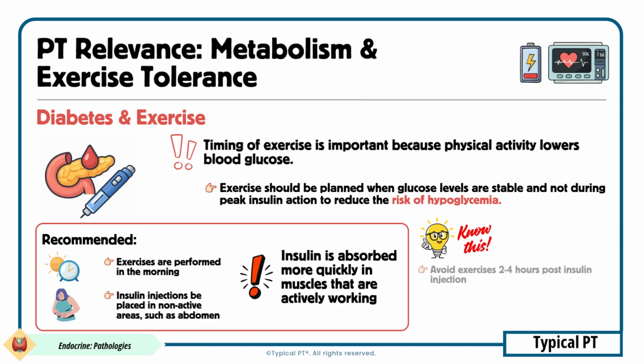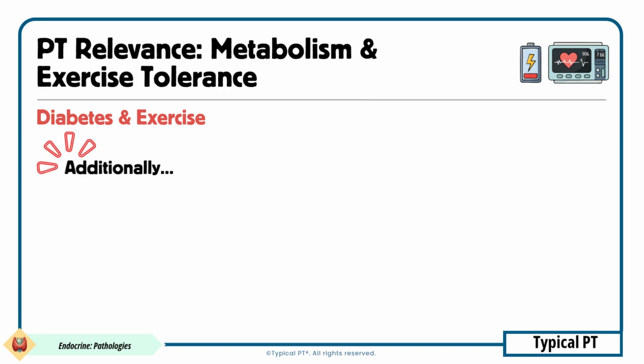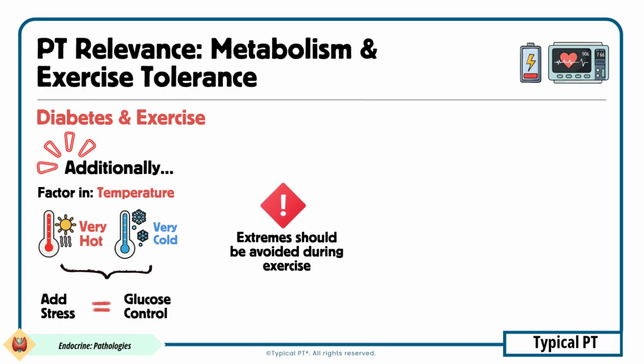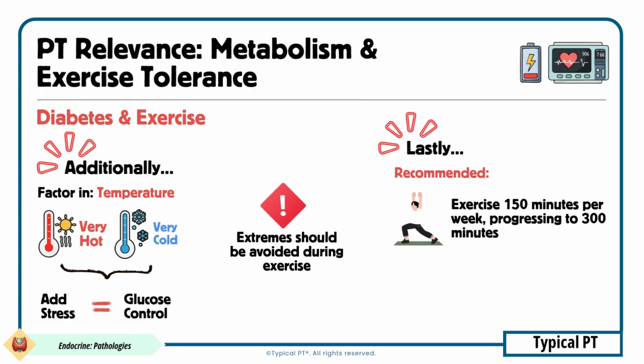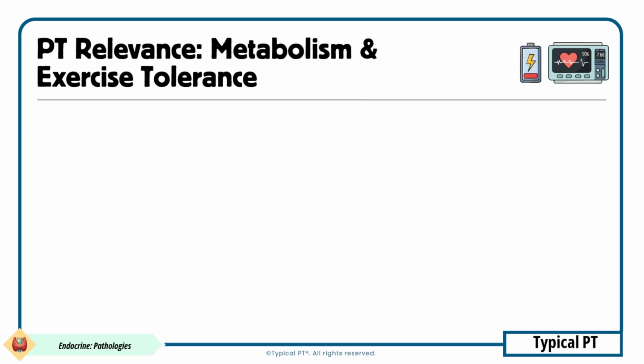Know this: avoid exercises 2 to 4 hours post-insulin injection, do not exercise before bed, and monitor blood glucose levels before, during, and after exercise. Additionally, make sure to factor in temperature. Very hot or very cold conditions add stress to the body and can affect glucose control, so these extremes should be avoided during exercise. Lastly, it is recommended that you exercise 150 minutes per week, progressing to 300 minutes per week. Perform moderate intensity exercises 3 to 5 days per week to improve health in diabetic patients.